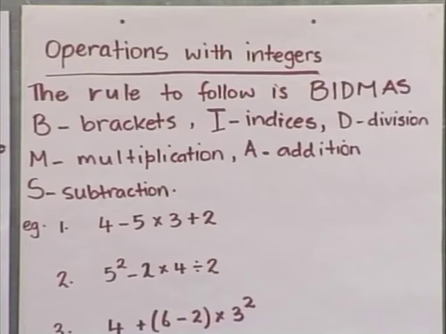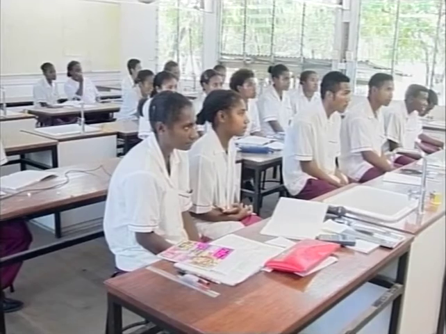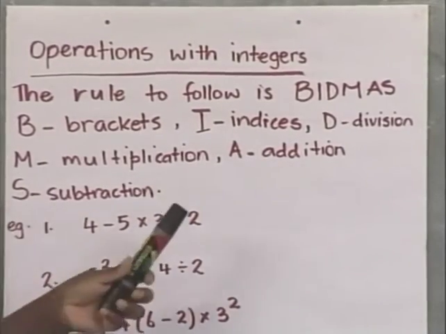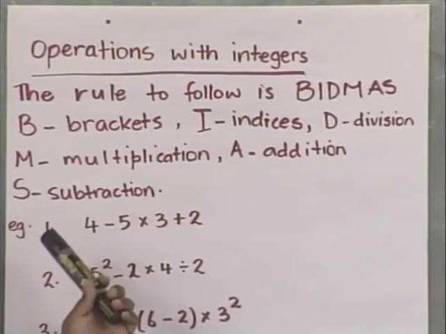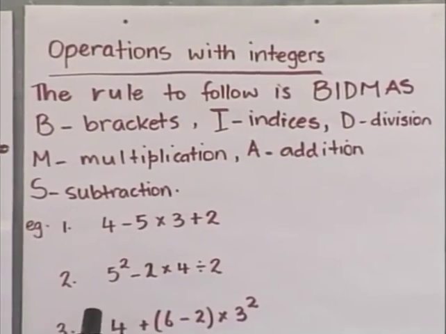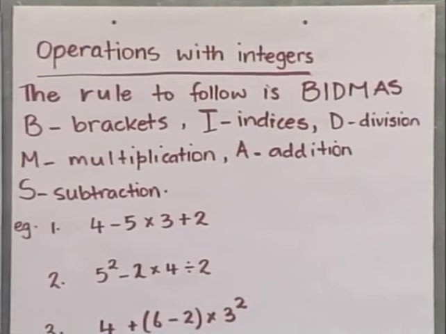Okay, operations with integers or directed numbers, as most teachers know them. The rule that we follow is BIDMAS. You know that from grade 10. B representing brackets, I representing indices, D division, M multiplication, A addition, and S subtraction. We know that if it is to do with division and multiplication, you can work from left to right, and also addition and subtraction, you don't have to add first and then subtract later. You can work from left to right. But you have to take note of the sign in front of the number.